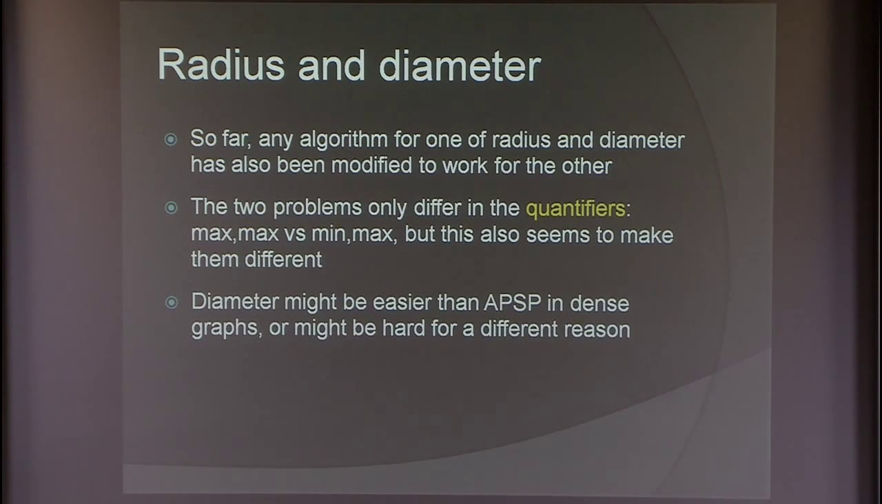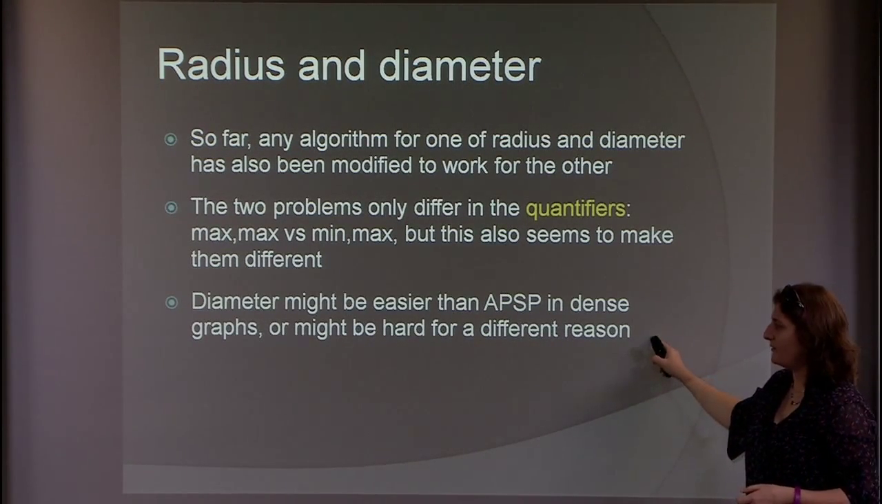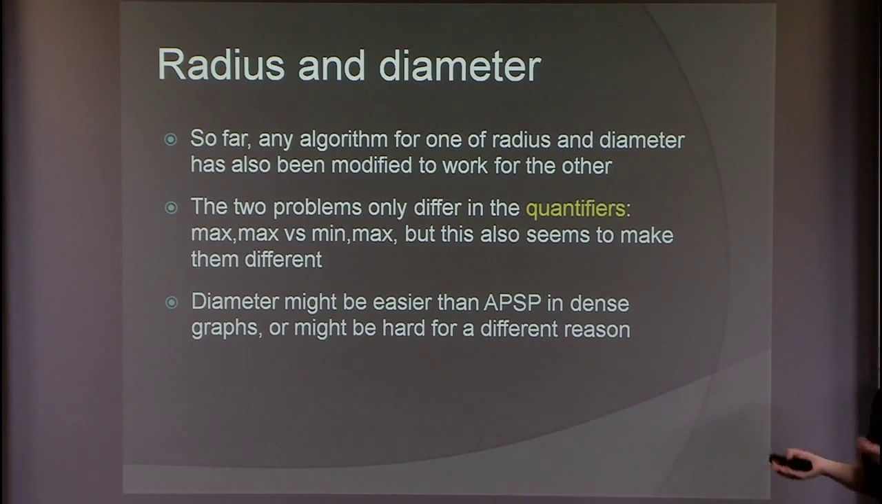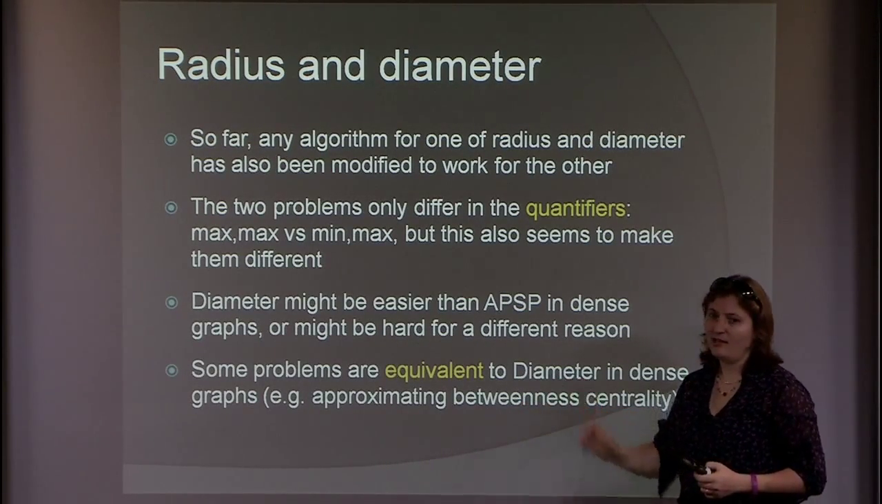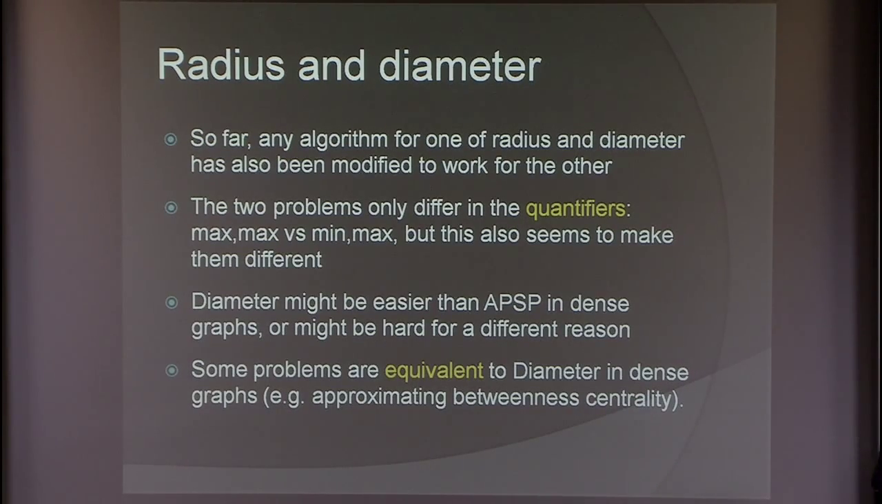We actually think diameter is possibly easier than all pair shortest paths in dense graphs, or it might just be hard to improve on n-cubed for some completely different reason. We actually have some equivalence class around diameter in dense graphs. For example, if you want to approximate the betweenness centrality of a vertex, that's equivalent to the diameter problem.